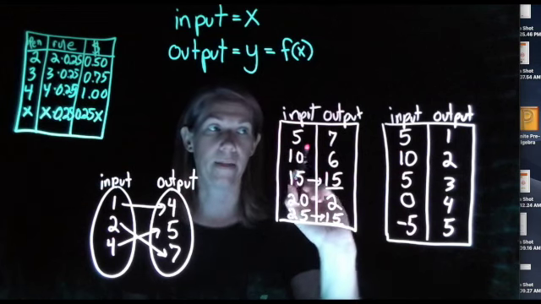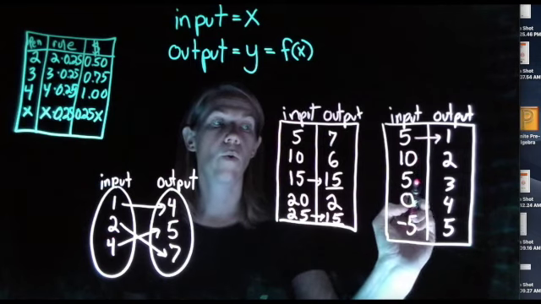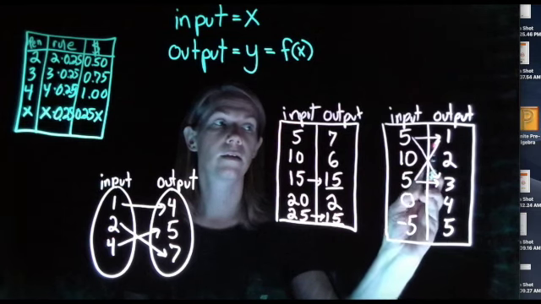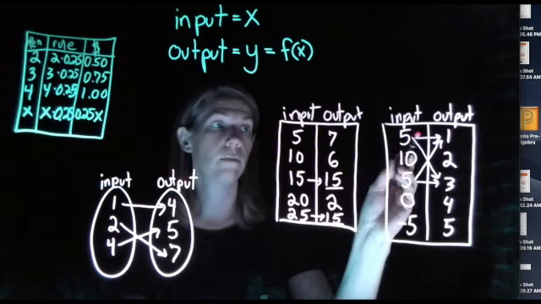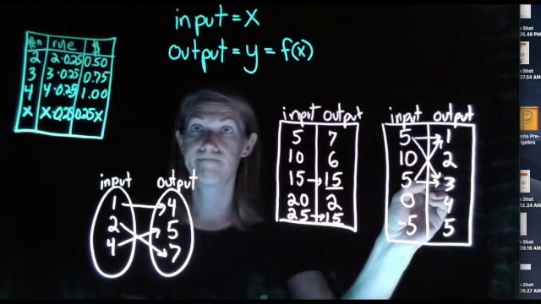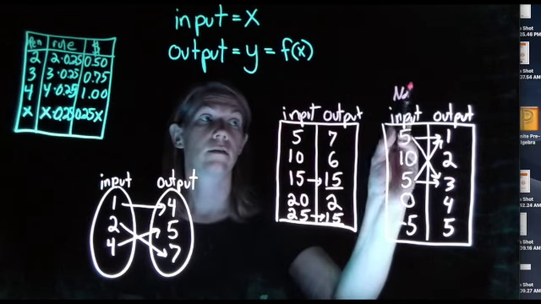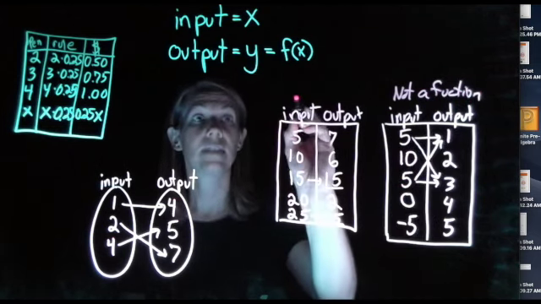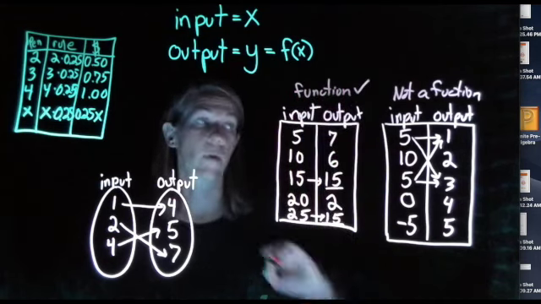What can't happen is when I put 5 in, I get 1 or 3, so it looks like this. If I put 5 into the rule, I don't know if I'm going to get 1 or 3. Therefore, this is not a function, whereas this is a function.